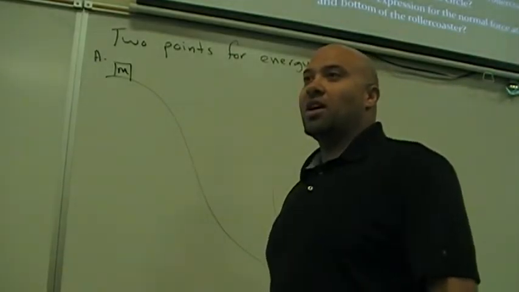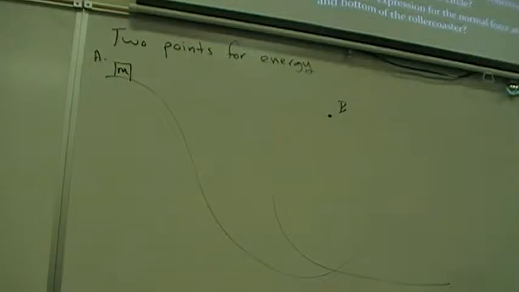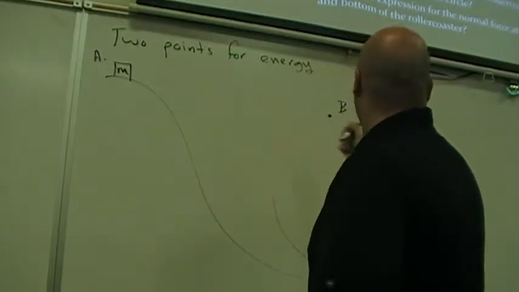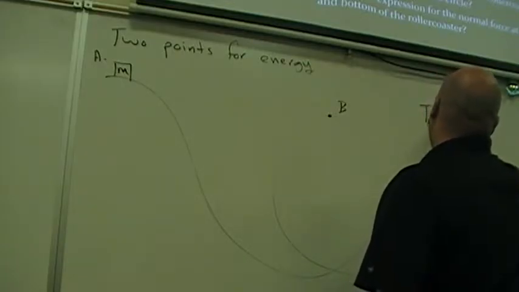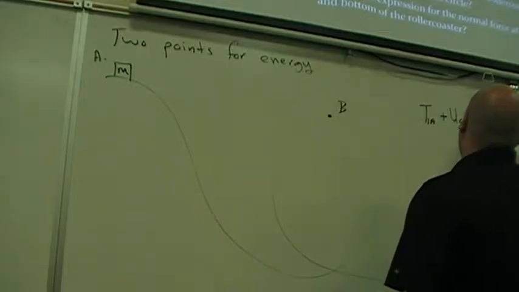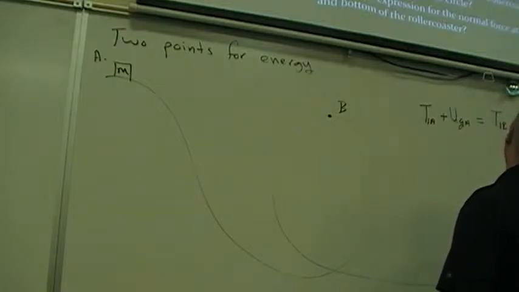Now, anytime we look at energy problems, you guys should be excited because the equations are always going to start the same. So for point A, we have T1A plus UGA, and that's going to be equal to T1B plus UGB.